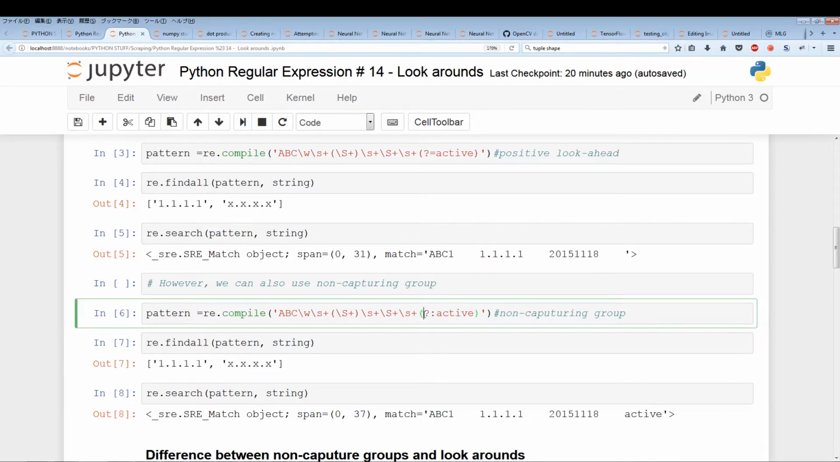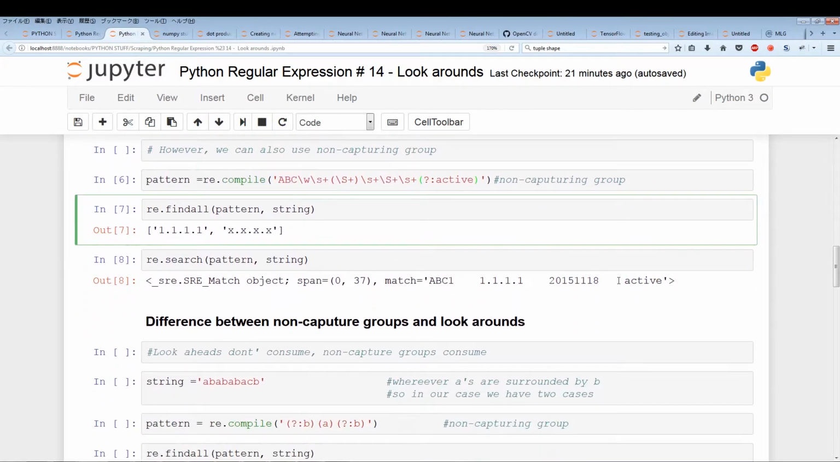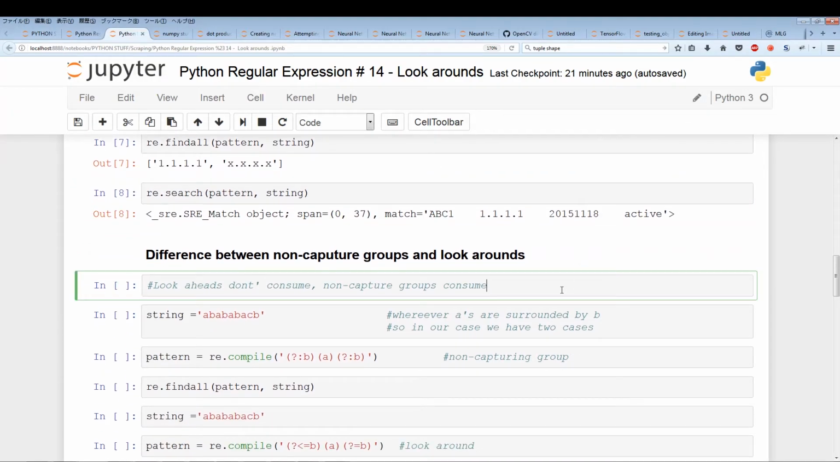So re.findall was able to find the same patterns, because there are many different ways to get the answer we're looking for. And re.search, of course, pulls out the word active as well when we're using a non-capturing group. Okay, now here's the key difference, and I have an example to showcase it: the difference between non-capturing groups and lookarounds. All right, so say we have a string.